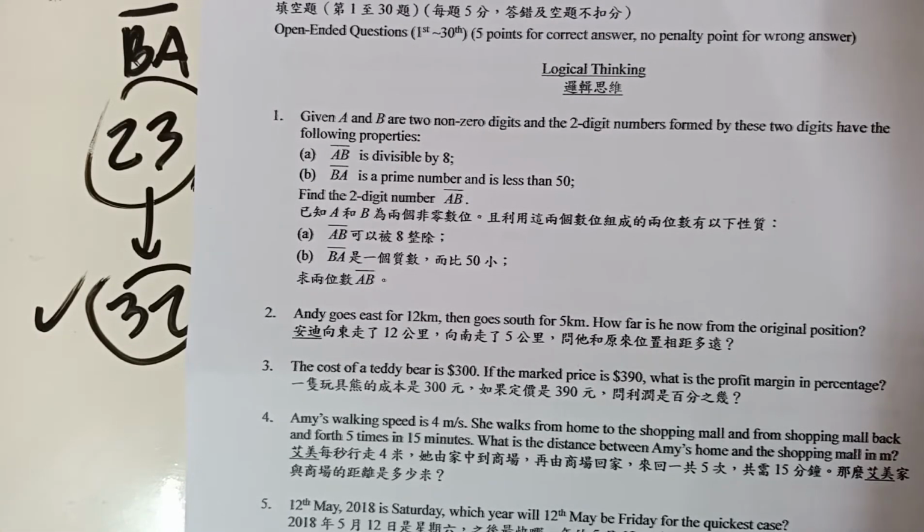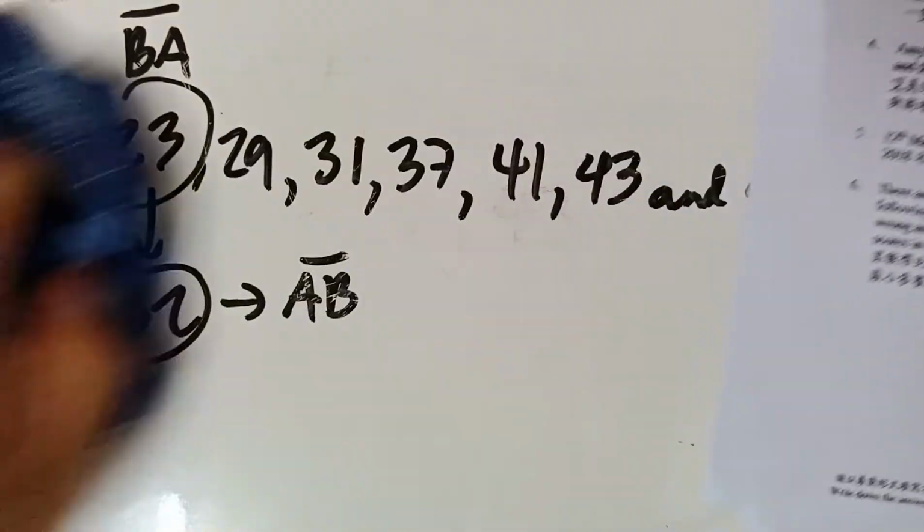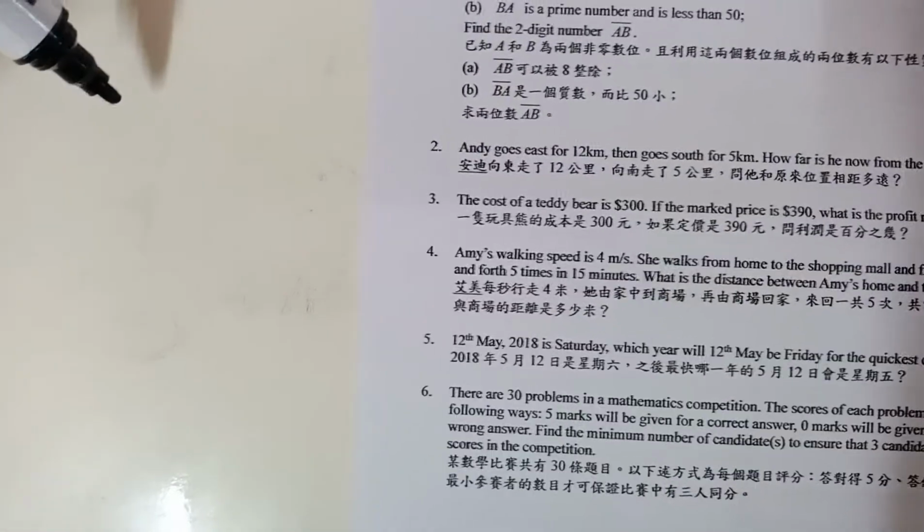Andy goes east for 12 kilometers, then goes south for 5 kilometers. How far is he now from the original position? Okay, this is a simple Pythagorean problem. So to solve this, we're going to illustrate the problem. So let's mark a point, starting point.